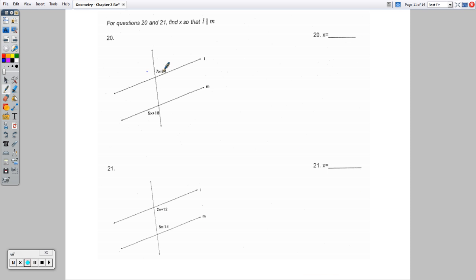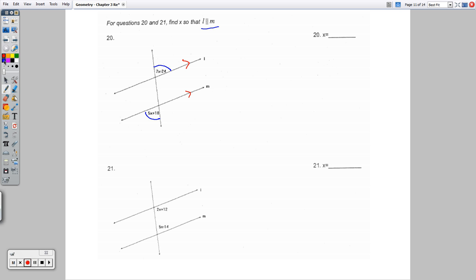Number 20 and 21, we're trying to find x so that L is parallel to M. It looks like we got a couple that are a little hard to read here again. So just to clarify, this is 7x minus 24. This is 5x plus 18. If they are going to be parallel, that means that these alternate exterior angles, which is what we have here, would have to be congruent. So we could say that this and this would have to be true if this is in fact going to be parallel to this right there.